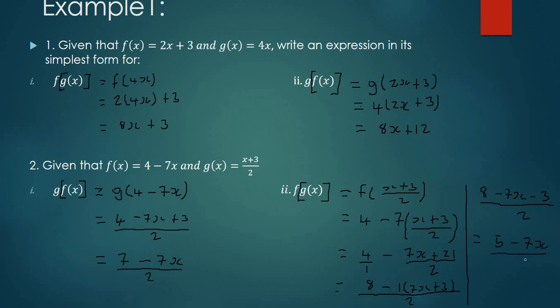And we're finished. And you can write your final statement to say, therefore, f of g of x is equal to 5 minus 7x all over 2. And that's it.